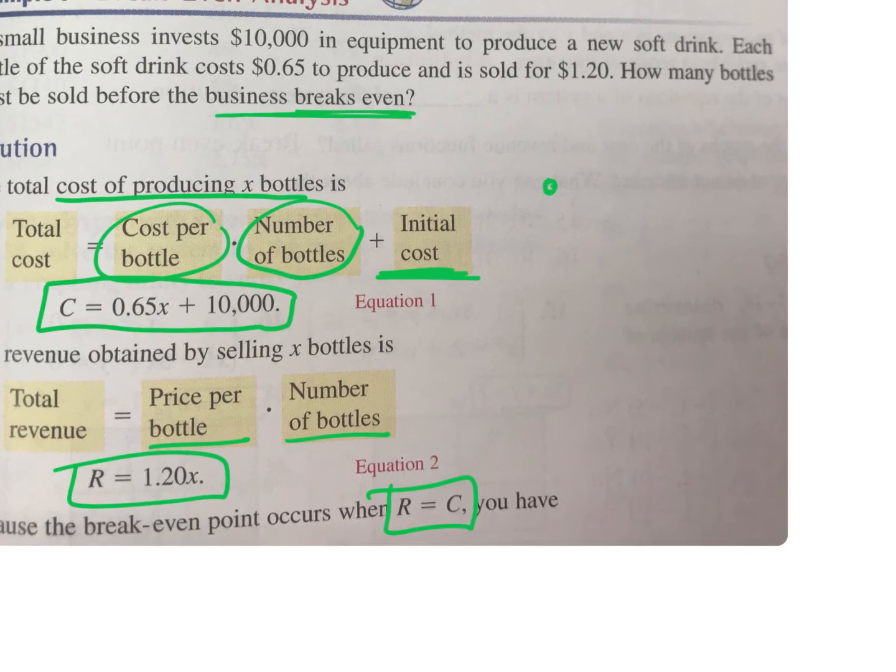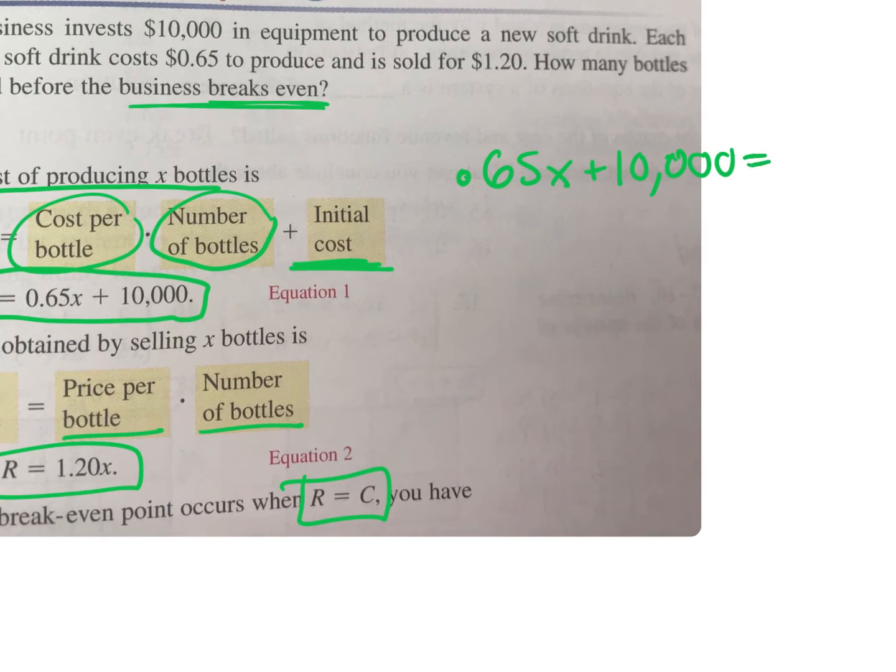So it'll be 0.65x plus 10,000. Can you guys see that color on there? Okay, good. 10,000 is equal to, so that's the cost, is equal to the revenue, which is 1.20 times x. So we just set them equal. Because the break-even point occurs when r is equal to c, that is an answer on WebAssign for one of the multiple choice questions. You break even when revenue is equal to the cost.